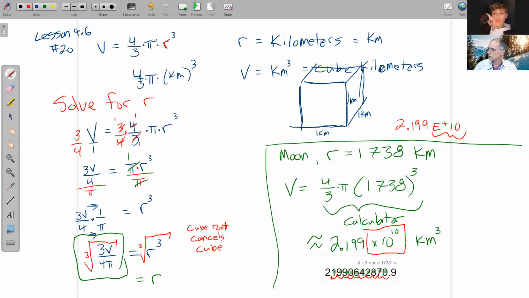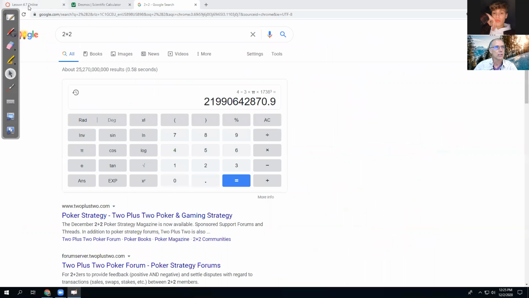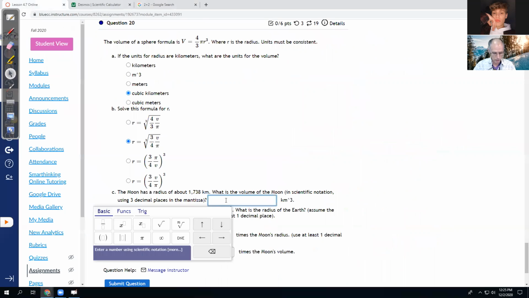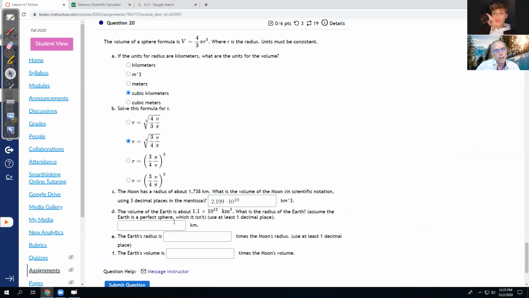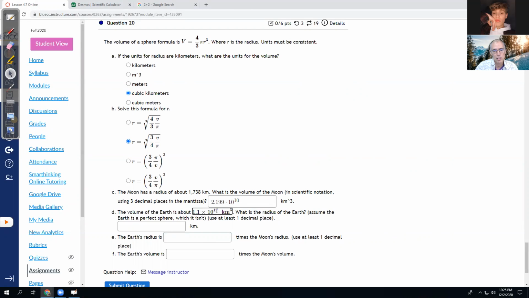All right, we're moving along. We got an answer there. What is next? So we'll put that in. The volume of the Earth. Okay, so this time they gave us volume, and they want us to find the radius. So I'm going to use that other formula we came up with. And it says the Earth has a volume of 1.1 times 10 to the 12th kilometers cubed. So let's make a note of that.